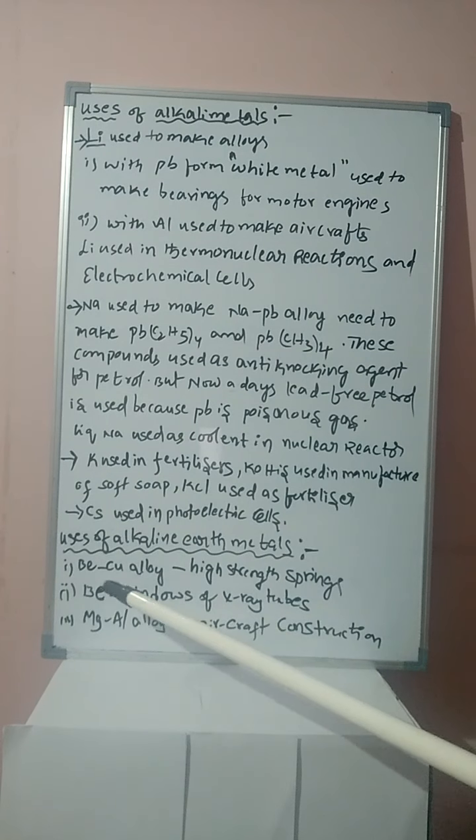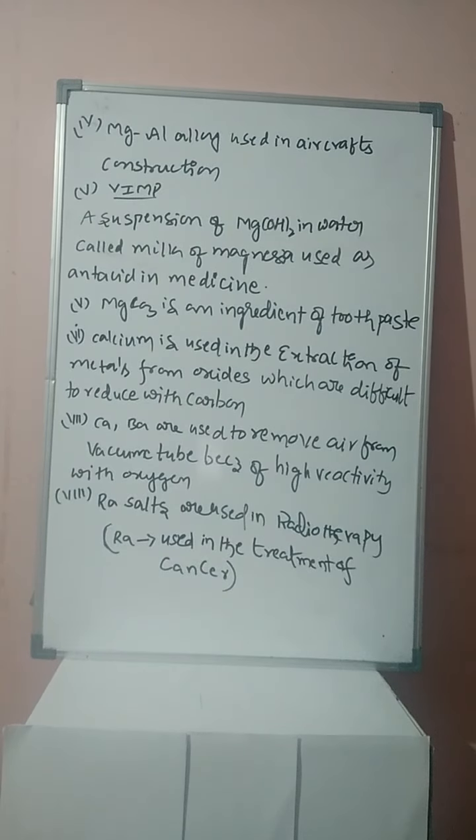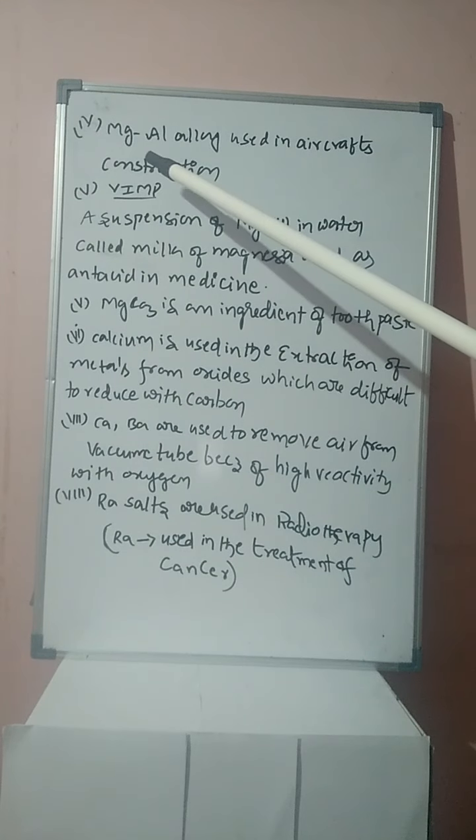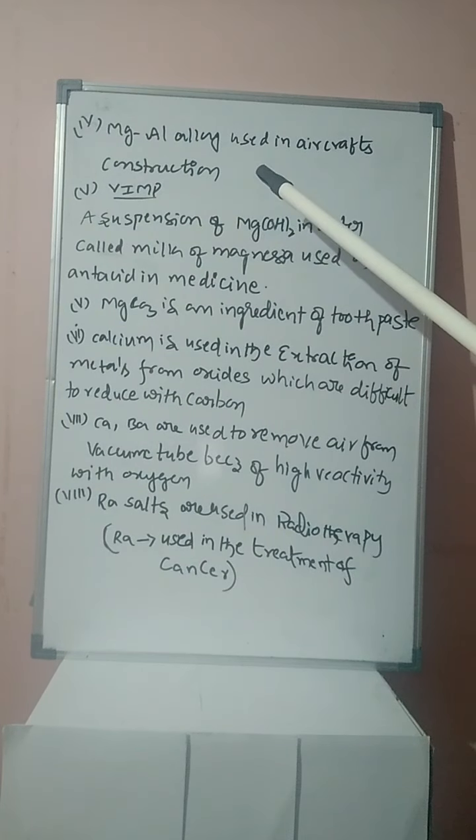Beryllium metal can be used in windows of X-ray tubes. The X-ray tube windows can be manufactured using beryllium. Magnesium aluminum alloy is used in aircraft construction. Aircraft materials are made up of magnesium aluminum alloy.